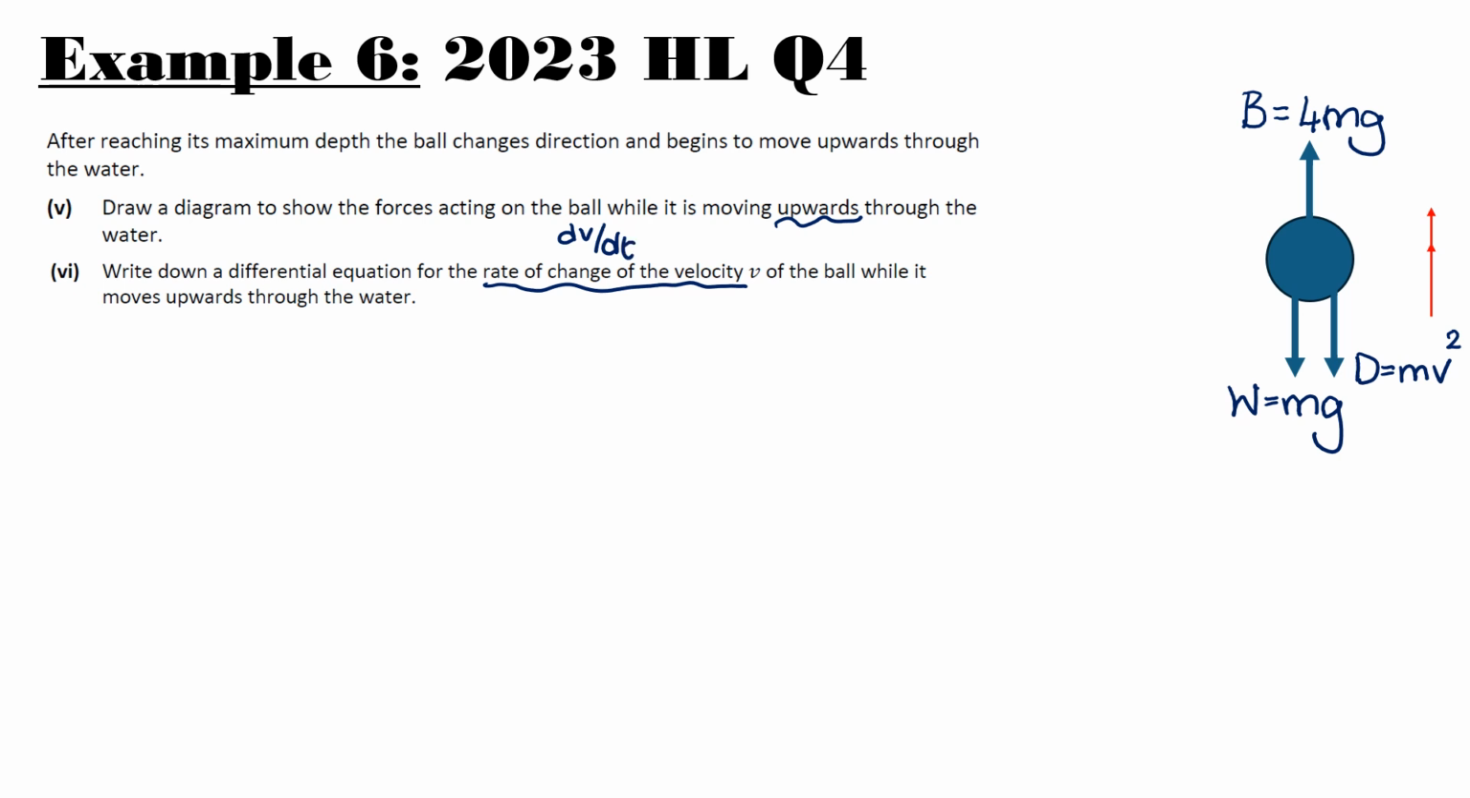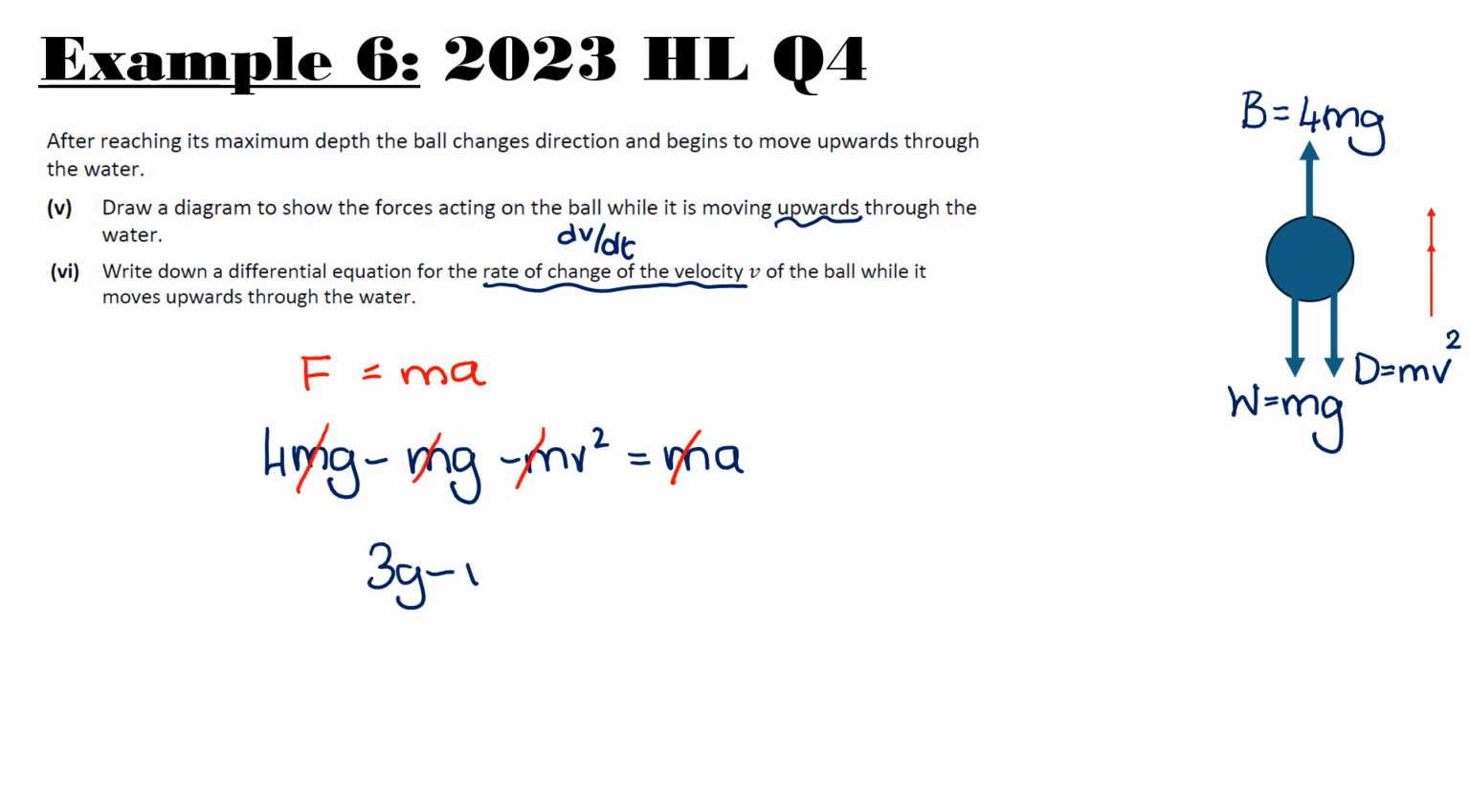And we're going to start with our F equals ma. We always start with the direction of motion, which is why that additional arrow is so important. So we have 4mg minus mg minus mv squared is equal to ma. And we get rid of all these m's. So we have 4g minus g, which is 3g, minus v squared is equal to a.